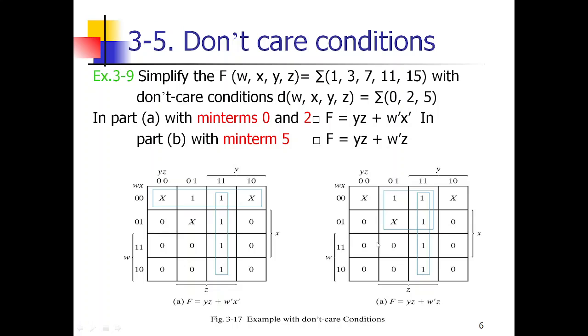Okay, so for this problem we are having two solutions. One is by considering the don't care 0 and 2, we can get the product term as w dash x dash, and if we are considering the min term 5 and including it in this, this makes a quad, and for this quad we can have the product term as w dash z. Okay, yz is common for this, and this also, the yz is common, so we are getting different terms by considering the don't care terms.